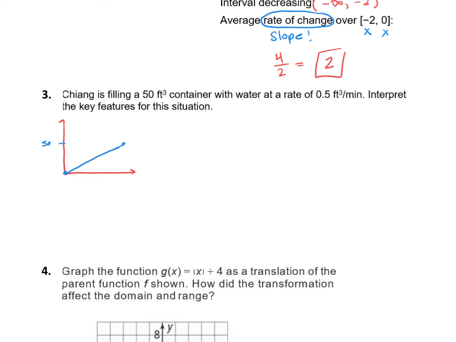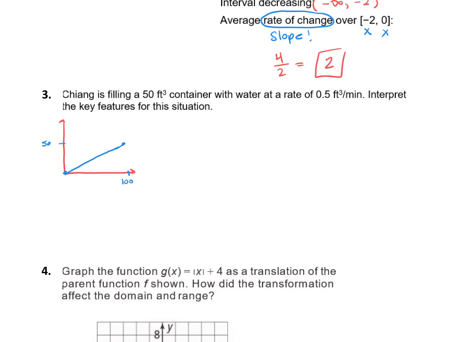So the rate that that's happening is half a cubic foot per minute. And how many halves are in 50? That's going to tell us how long that takes. There are 100 halves in 50, so this will take 100 minutes for this to happen. So interpret key features. We'll just do a few of them and move on.